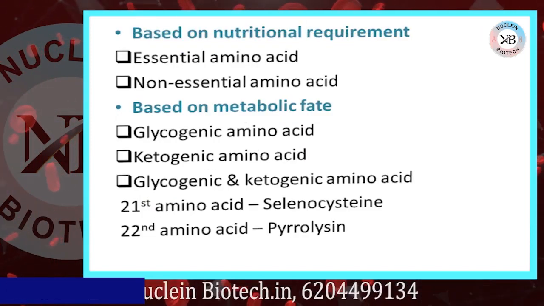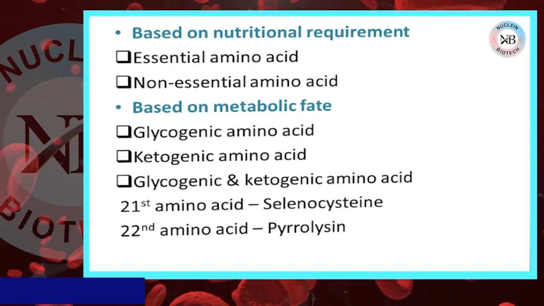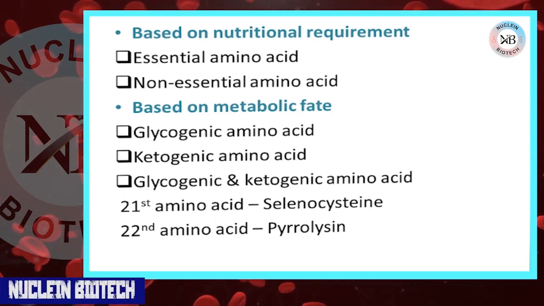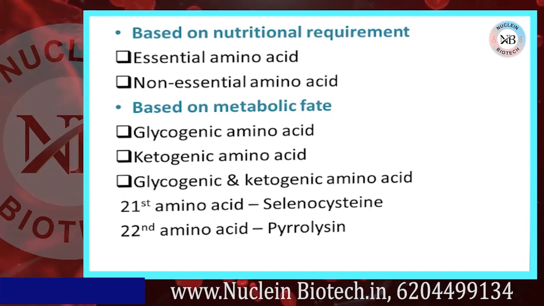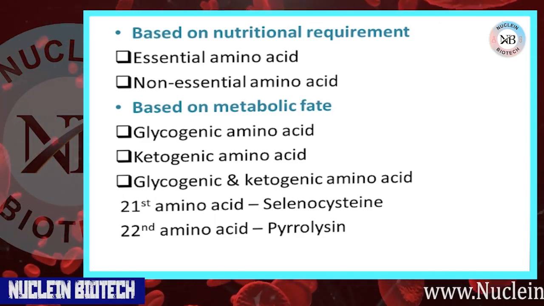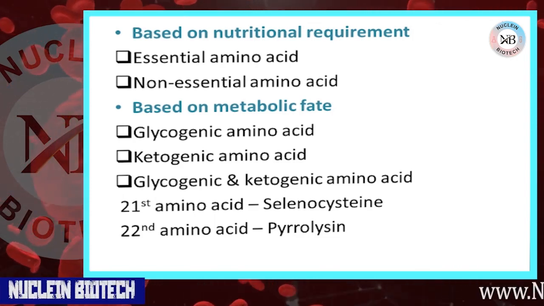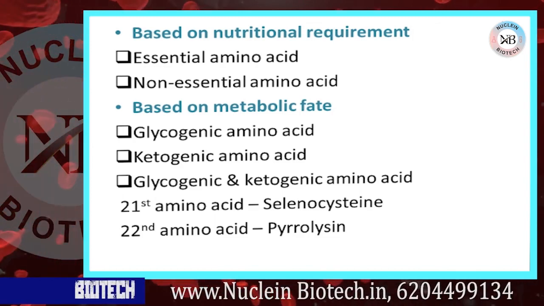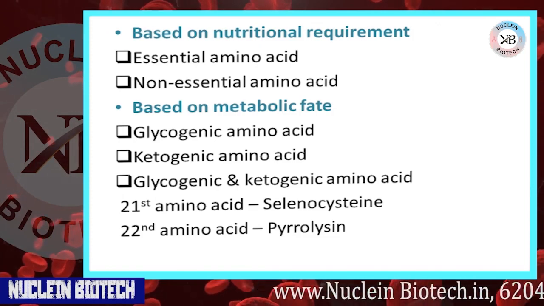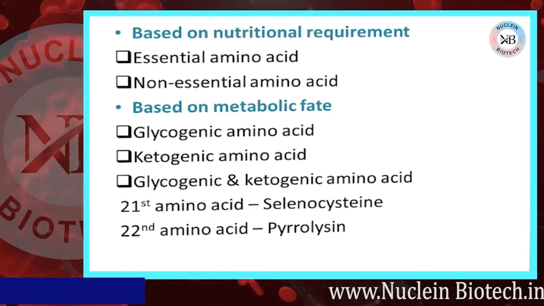Now classification based on nutritional requirement. This is further divided into two groups: essential and non-essential amino acid. So amino acid which can't be synthesized by body are known as essential amino acid. These need to be supplied through the diet, and they are required for proper growth and maintenance of the individual. So some of the examples are arginine, valine, histidine, isoleucine, leucine, lysine, etc.